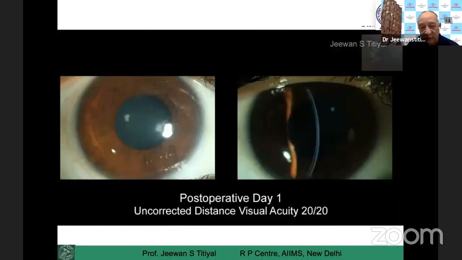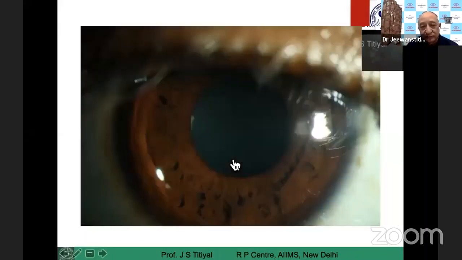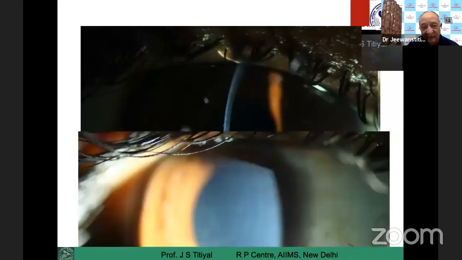So this is how a patient looks on day one. On day one, if you see, this is an OCT picture: clean cornea, no inflammation. The patient normally does well. So this is a day one picture. The patient comes smiling the next day. That is the beauty of a smiling patient, going smiling and coming smiling the next day, which is so important.